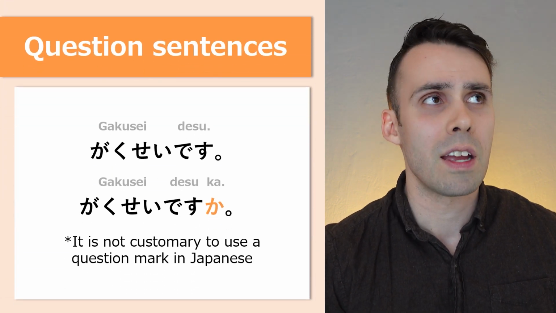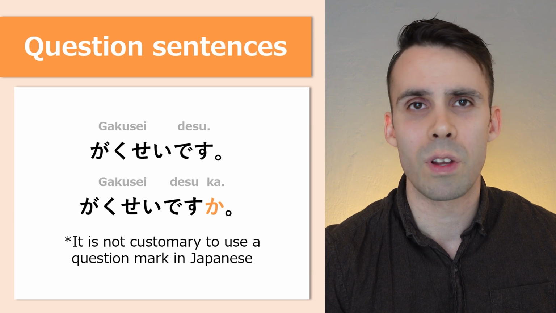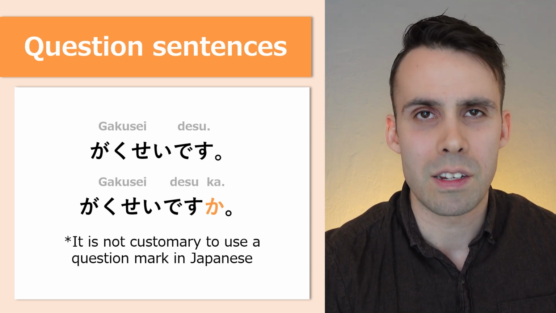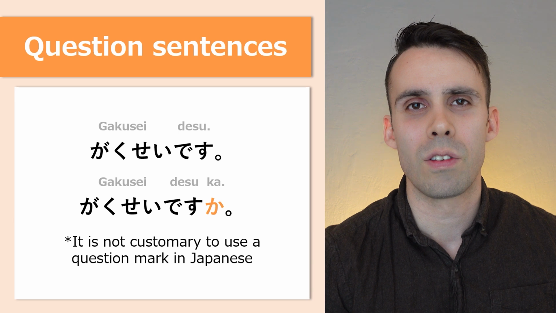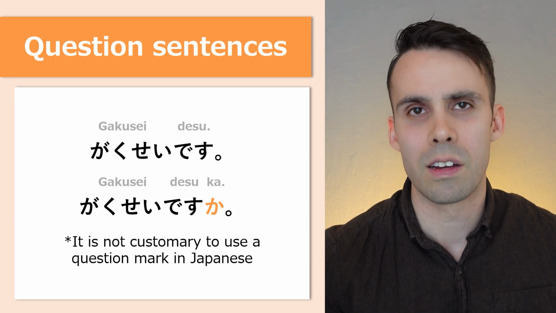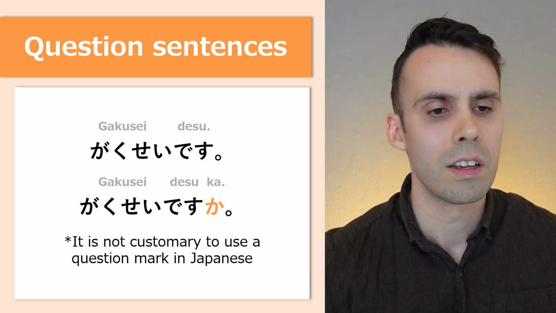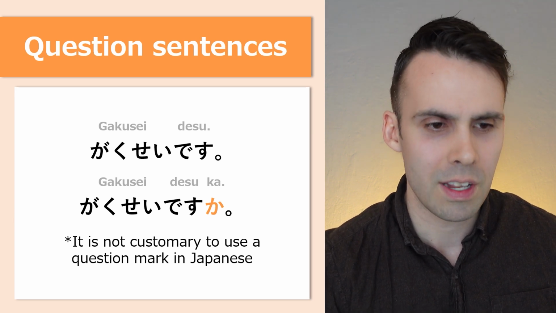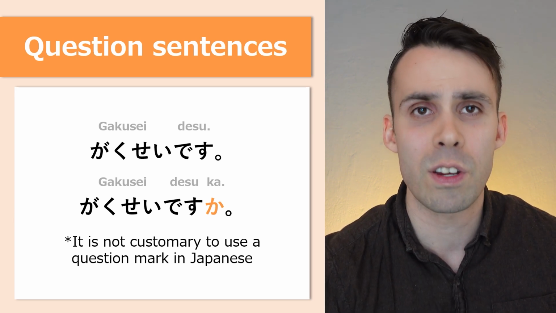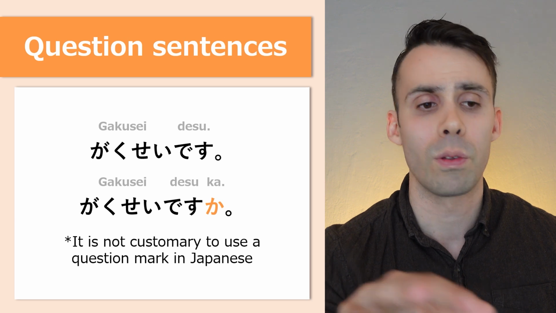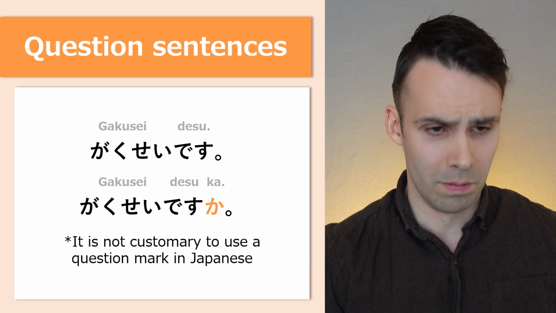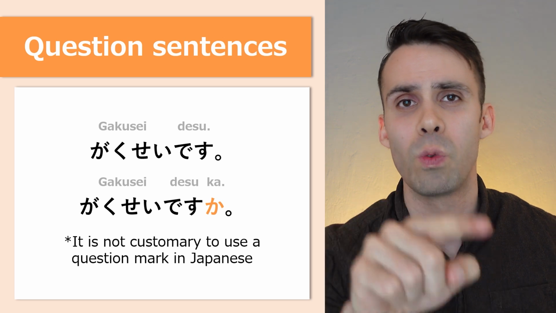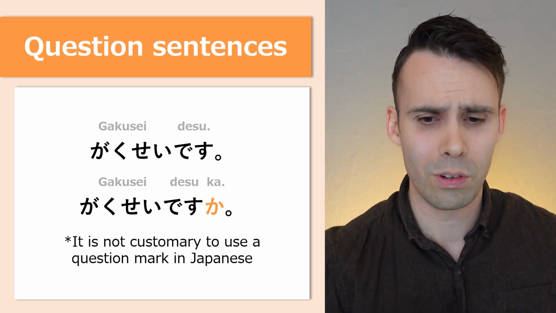But how does this work in practice? If we want to say I am a student or someone is a student, we can say gakusei desu. But if you want to ask if someone is a student, you can just say gakusei desu ka, and so end the sentence with ka. And you'll also notice that it's not customary to use a question mark in Japanese. So even though the sentence is a question, we don't have a question mark at the end. It just ended with the little circle dot.